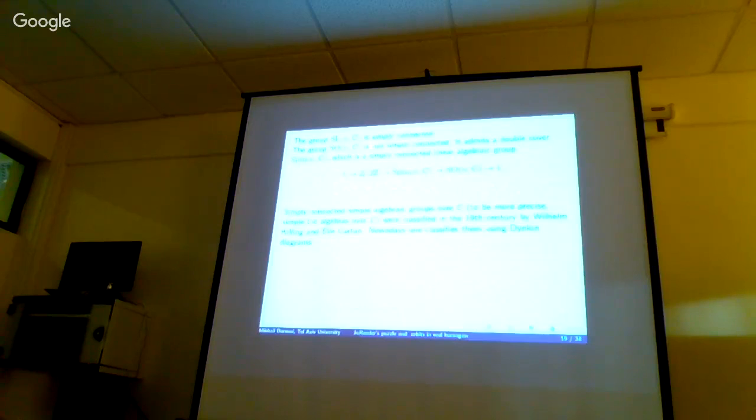Now, simply connected simple algebraic groups over C were classified in the 19th century by Killing and Elie Cartan. Nowadays, one classifies them using Dynkin diagrams. So we return to Dynkin diagrams.